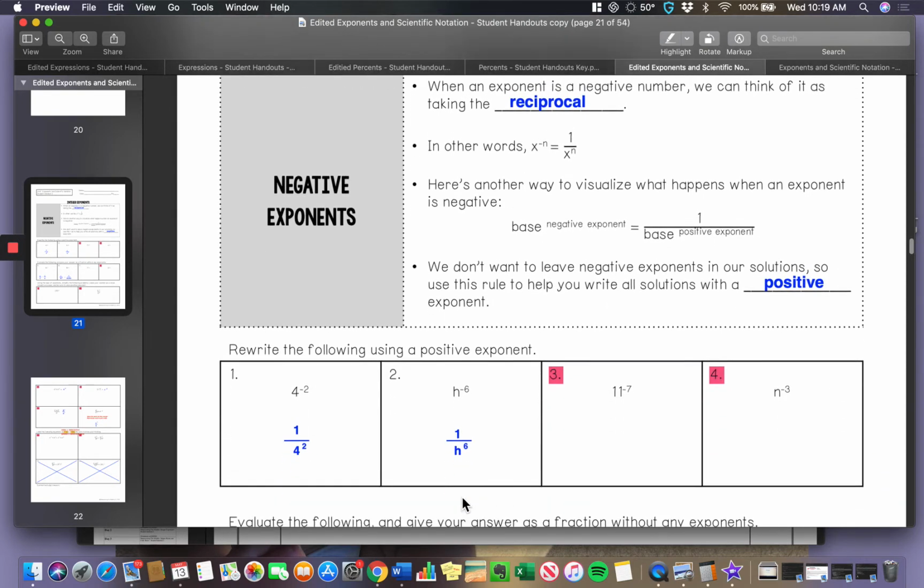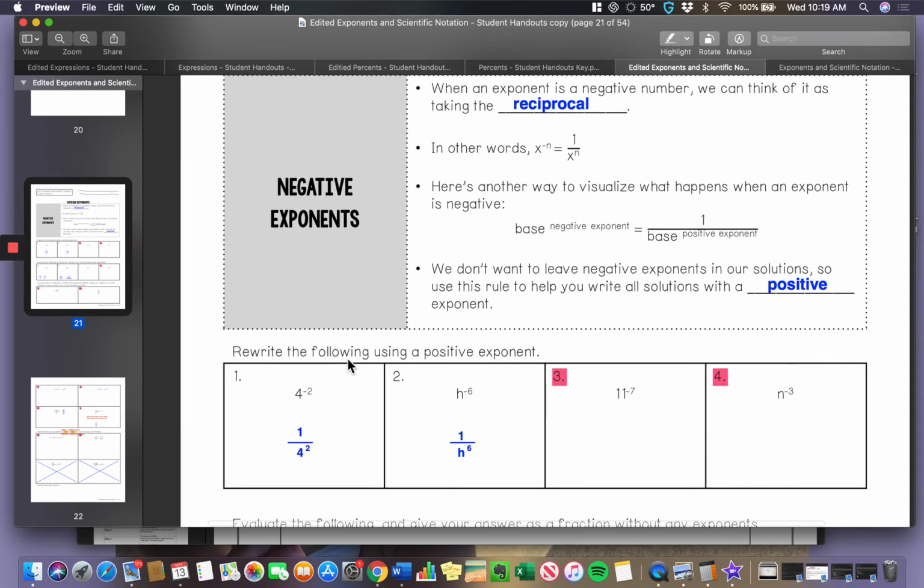So we're going to rewrite the following using a positive exponent. Here we had 4 raised to negative 2. So I took my 4 and negative 2, kept the base, changed the exponent to a positive, and wrote a 1 over it on the top. All right, for number 2, we had h raised to the negative 6. So I've kept the base the same, and I've changed my exponent to a positive 6 over 1.